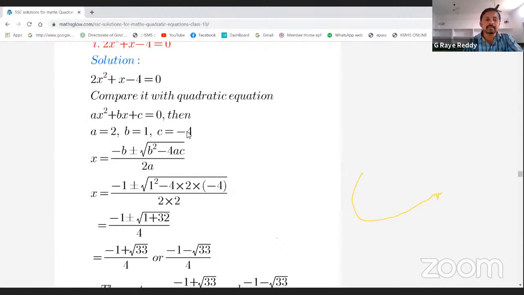So we have to write the terms as they are: a equal to 2, b equal to 1, c equal to minus 4. What is a? A is nothing but the coefficient of x square. B is the x coefficient. C is nothing but the constant. The x square coefficient is 2 here, so we write a equal to 2, b is equal to 1, c is equal to minus 4.